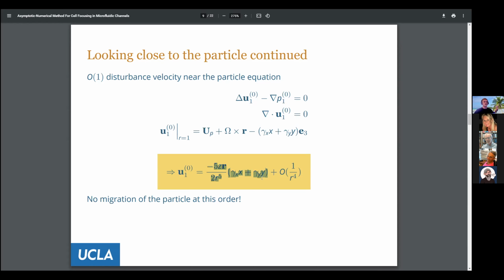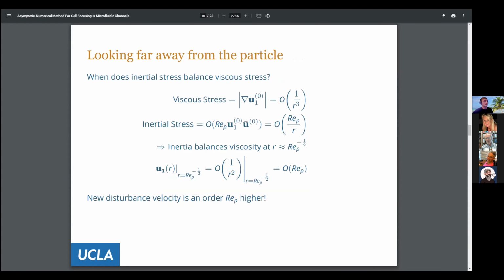So this solution, it's a more complicated fraction of polynomials. The main idea though is that it decays like 1 over r squared. Okay, so this decay of the disturbance flow is going to go into the outer region, interact with the inertia of the background flow, and then generate a migration velocity. So this is sort of the back of the envelope calculation for how we pick the size, the length scale away from the particle on which this happens.